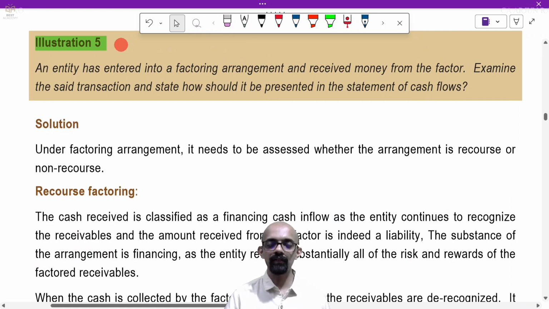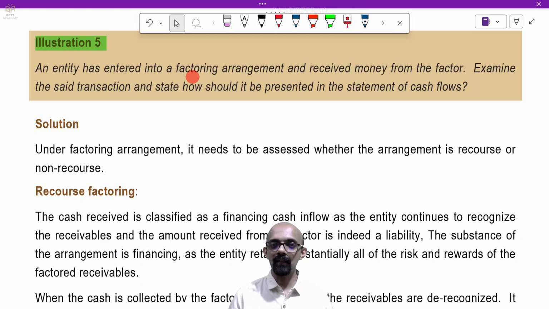Next, let's come to illustration 5. So here entity has entered into a factoring arrangement, received money from the factor. Examine the said transaction and how it should be presented. So factoring can be with recourse or without recourse. So if it is with recourse, suppose you are the entity and I am the factor. You have your debtor. So basically what you are doing is you are asking me to collect money from your debtor. I give you an advance.